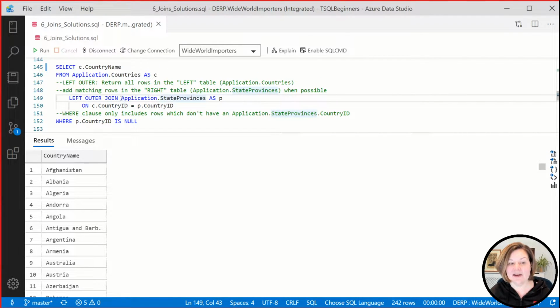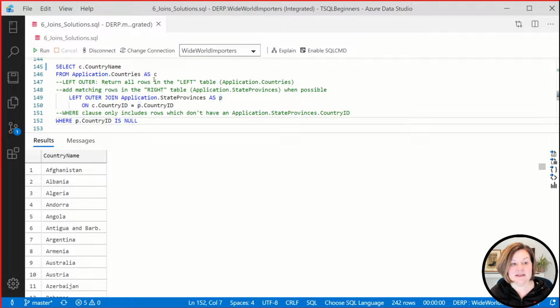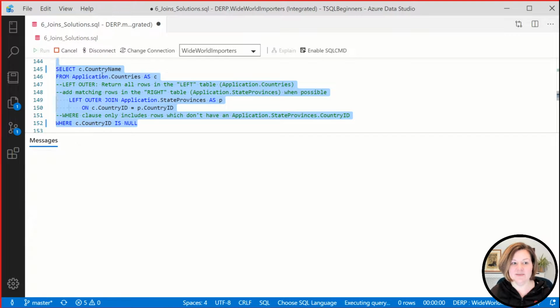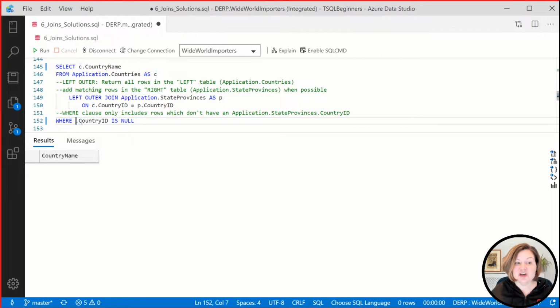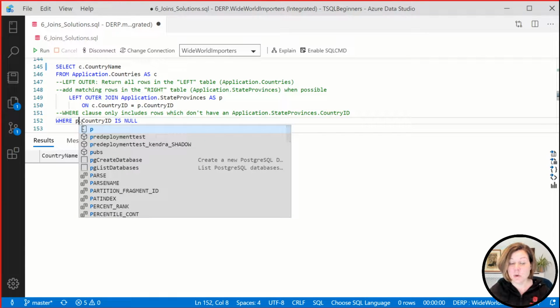P dot country ID is the state provinces table. It is aliased as P, right? So I'm filtering out everybody on this optional side of the join who has something there. If I was to make this C dot country ID, this would not give me the same result because I'm selecting from the countries table, but where country ID is null, that's not any rows, right? So I have to look at something on the right side of the join.